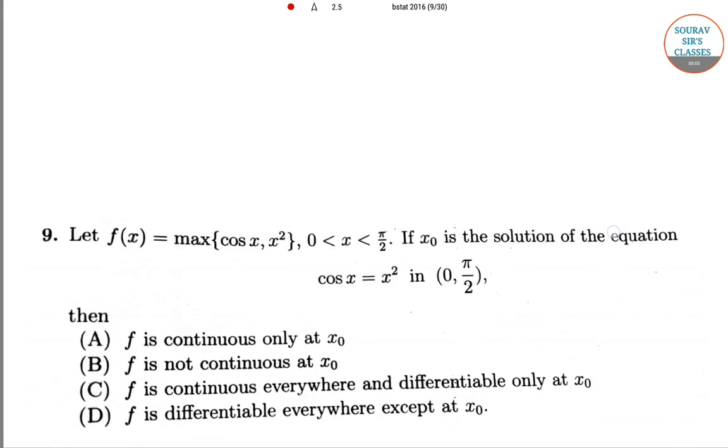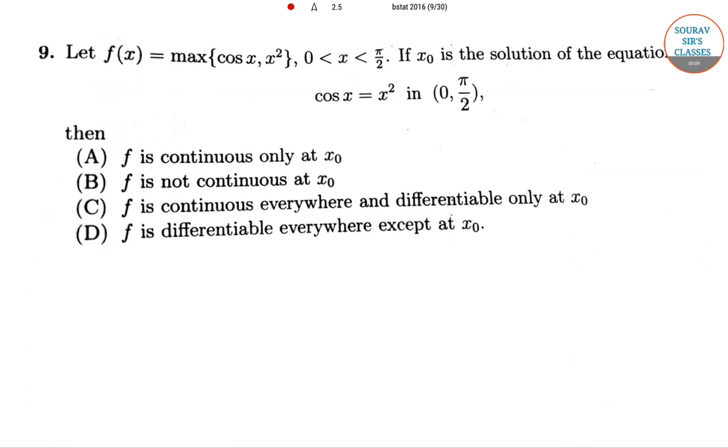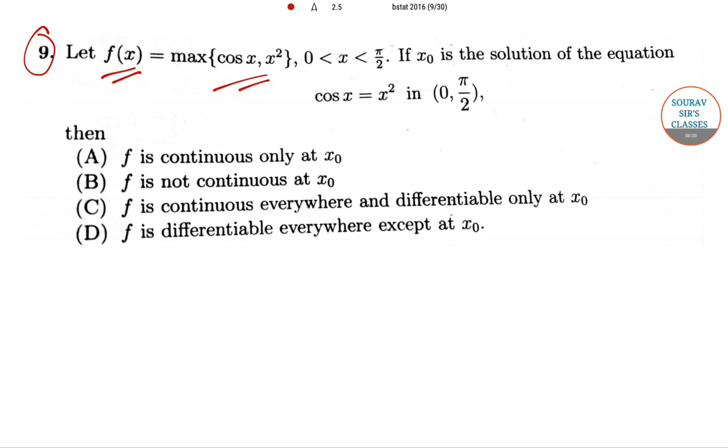Today we will be solving the ISI Bachelor question paper of year 2016. Today we will start with question number 9. In question number 9 it has been said that f(x) is the function max of cos x and x square, where x lies between 0 to pi by 2. This is the range of x.